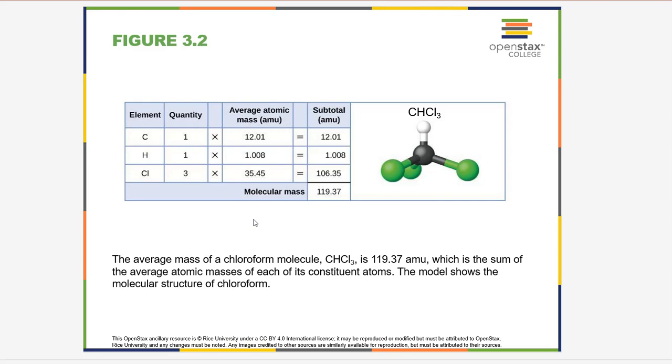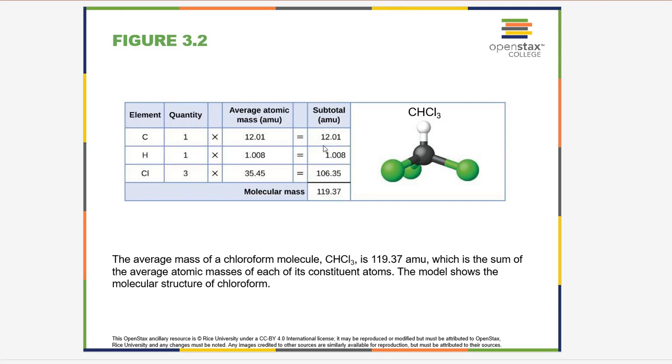So let's look at what happens if you have compounds. We've talked about atoms and their molar masses. What about compounds? Well, if we have CHCl3, we need to add each of the atoms in the compound together to find the overall molecular or molar mass.